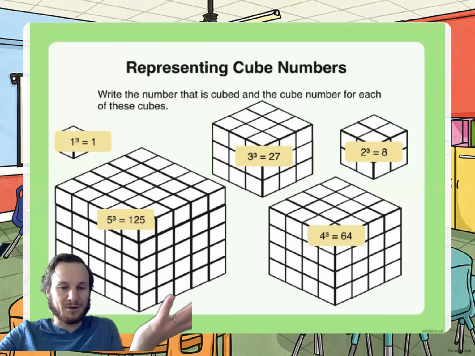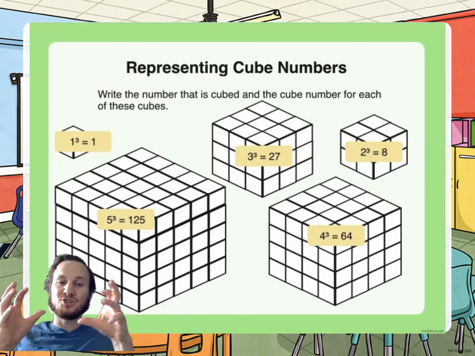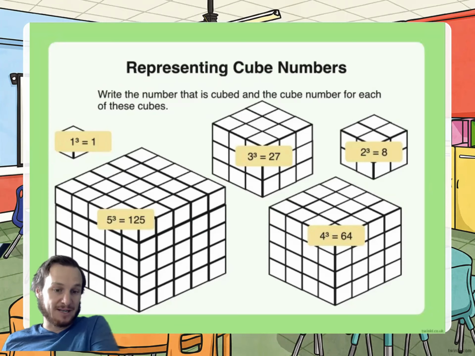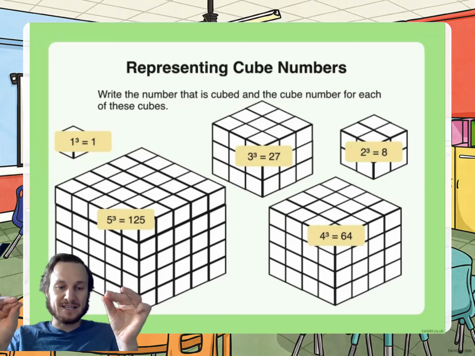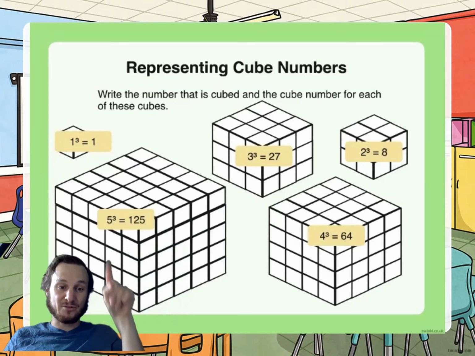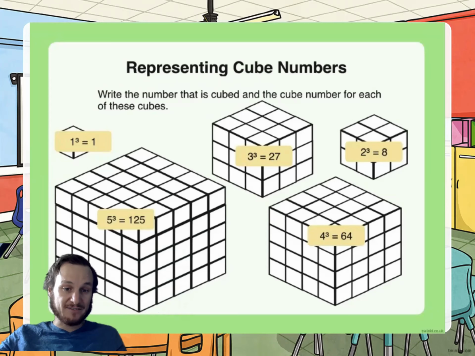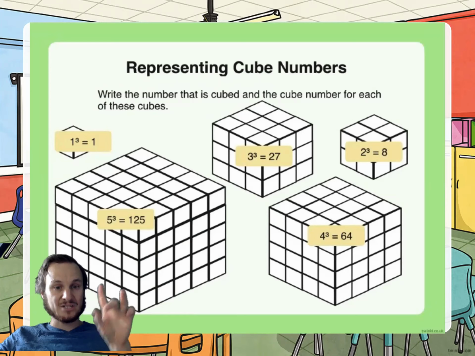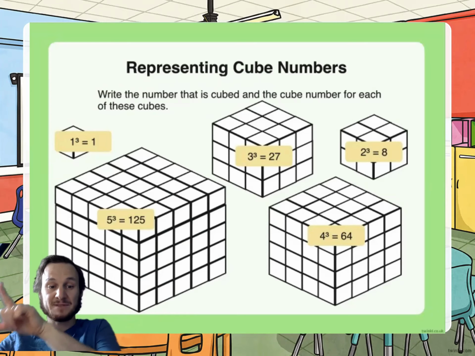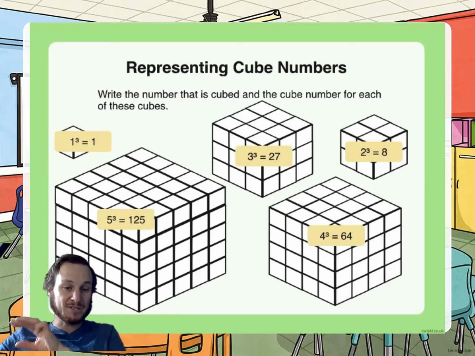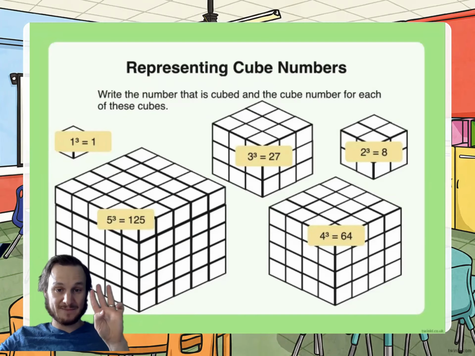1 cubed is still going to be 1, right? So what you need to do with cubed numbers is you need to do 3 times 3 times 3. So that little 3 above it, if it's a 2, we just times it by itself. But if it's a 3, we have to do 3 times 3 times 3. Or if it's a 5, we do 5 times 5 times 5. We need to times it by itself 3 times. So 5 times 5 is 25. And 25 times 5 is 125. Okay. So when you're cubing numbers, you times it by itself 3 times.